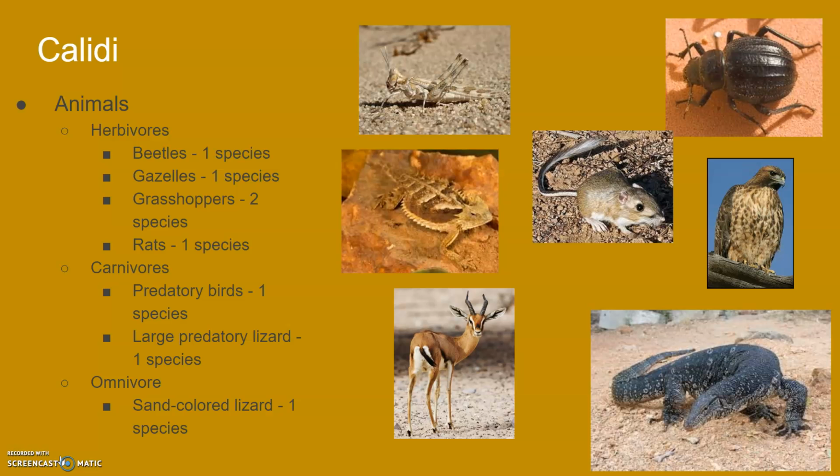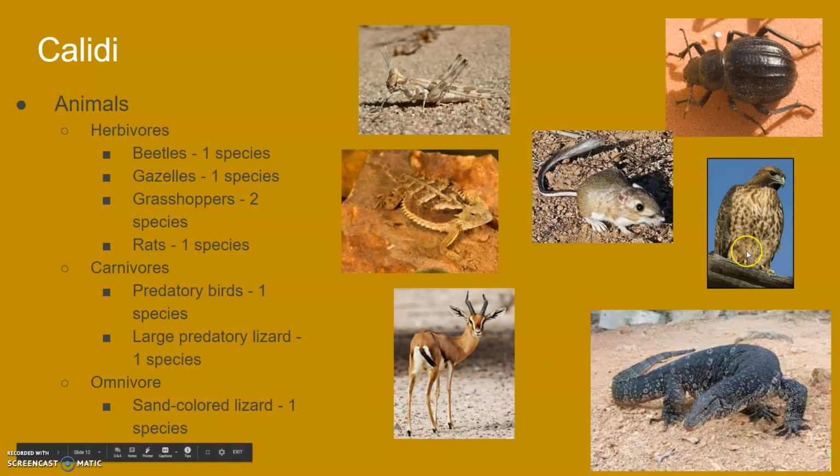Animals that have been placed on Khalidi. The herbivores. Now remember, an herbivore is an animal that eats only plants. So you can see that there's 1 species of beetle, they're up here in the corner, 1 species of gazelle, 2 species of grasshopper, and 1 species of rat. And these rats only eat plants.